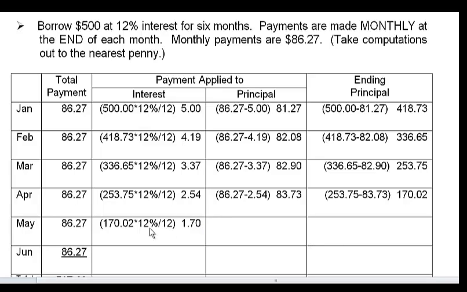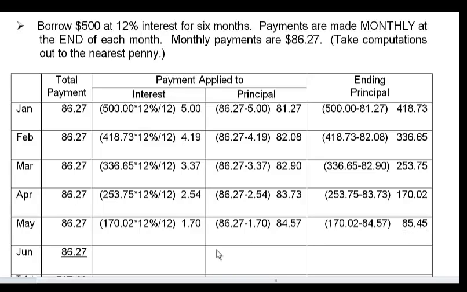It says $1.70 would go toward interest. How much goes toward principal? Well, I'm paying $86.27. $1.70 is going toward interest. The portion then that will go toward my principal would be $84.57. My ending principal is going to be the $170.02 minus my $84.57. Says that at the end of the fifth month, I owe $85.45. For my last month, how much goes toward interest?